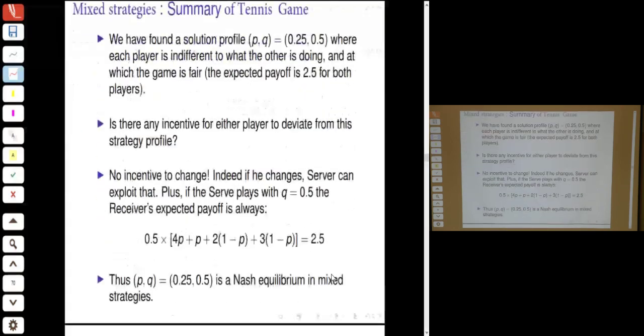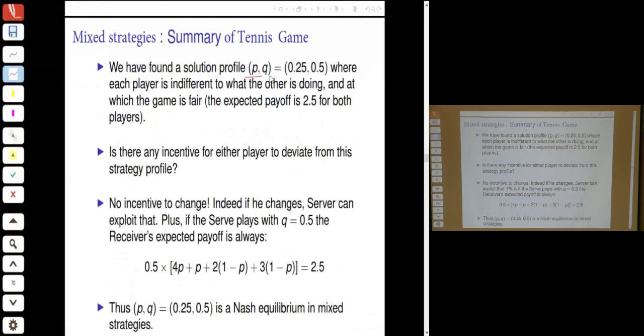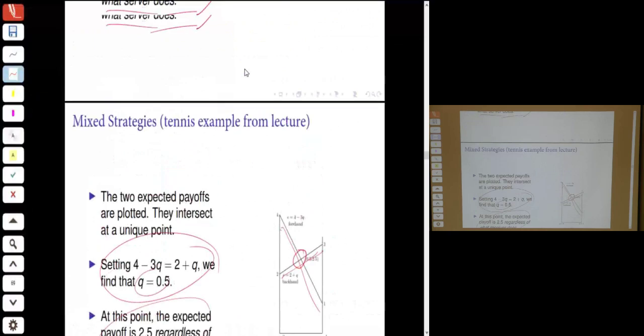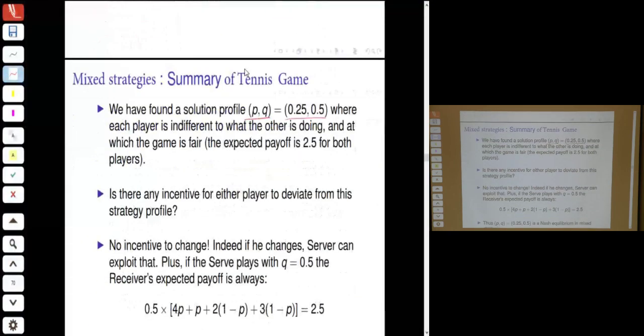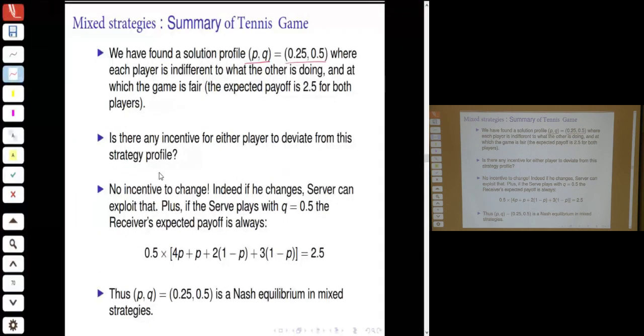So what you do now is take the combination of p and q, which is solved in this manner by intersecting the straight lines, and this intersection is called the Nash equilibrium in mixed strategies. So each player is indifferent to what the other player is doing, and at this point the game is fair because the expected payoff is 2.5 for both players.